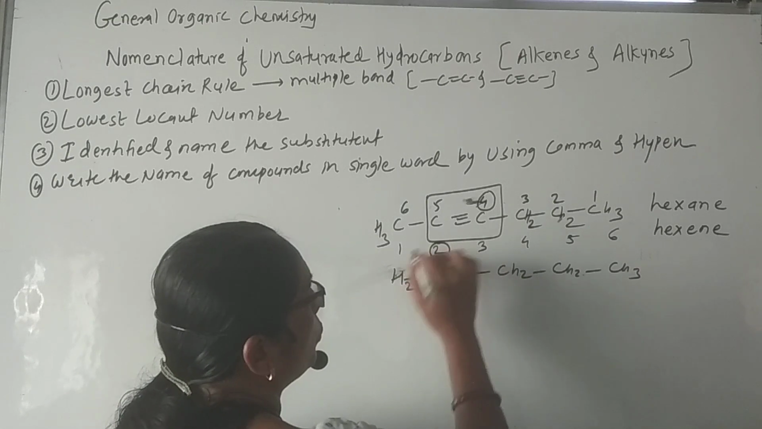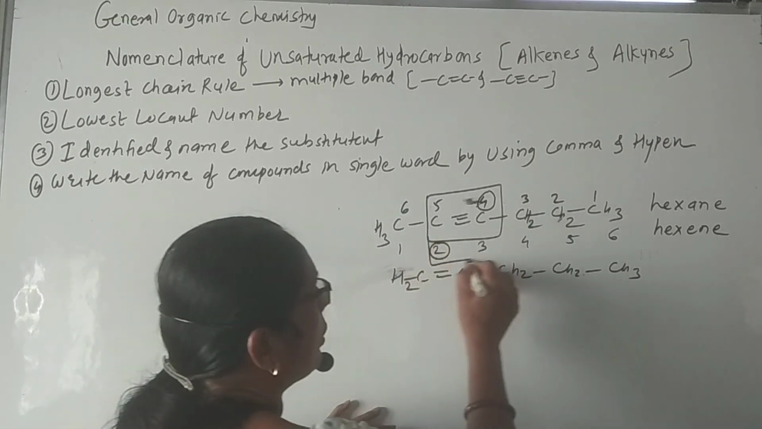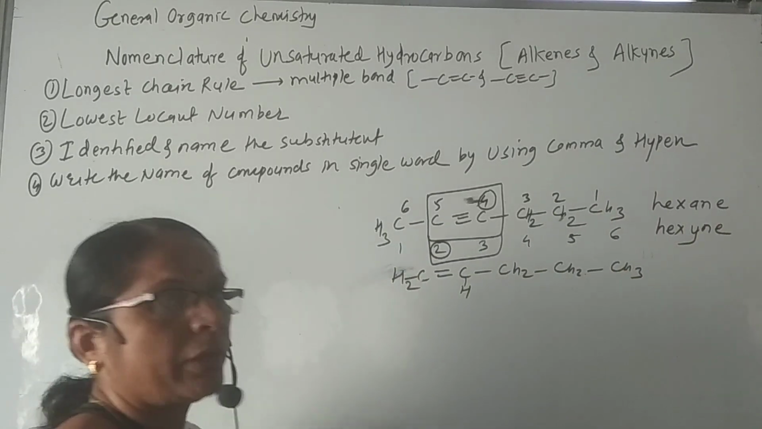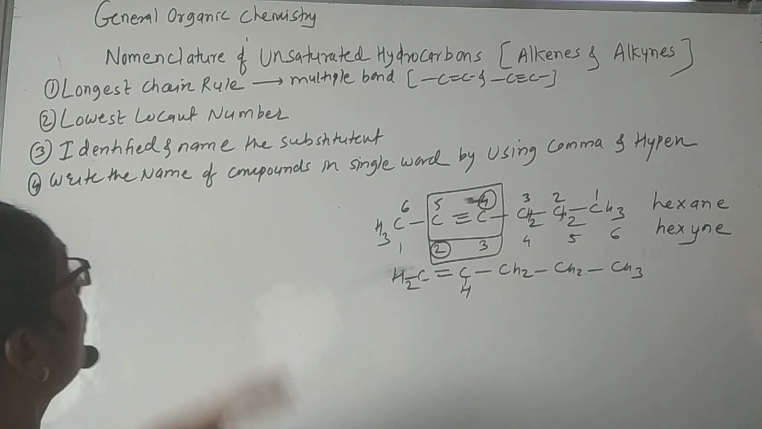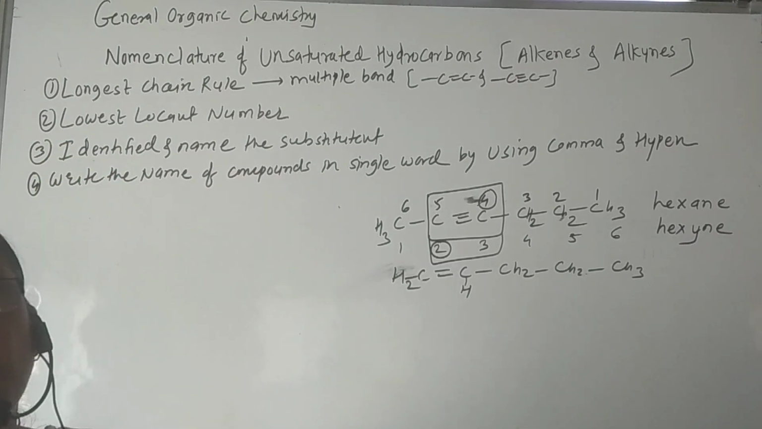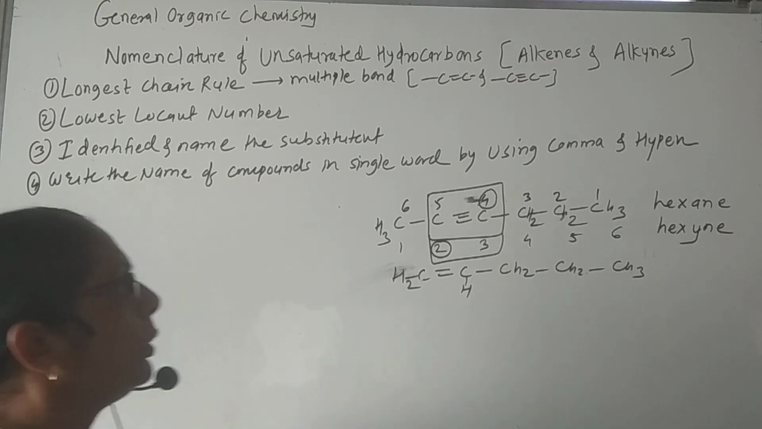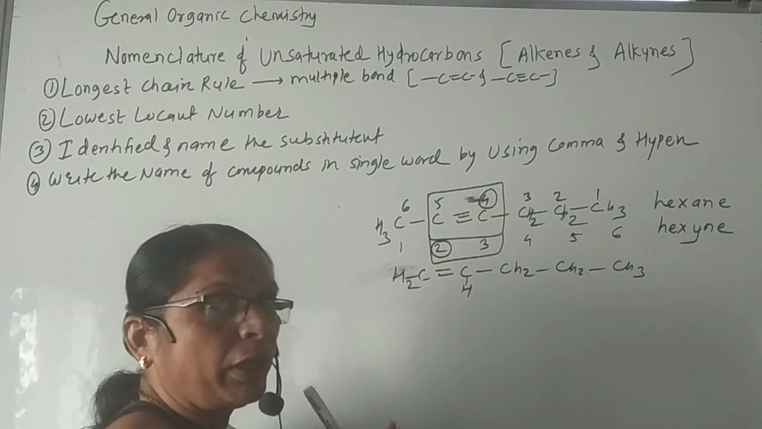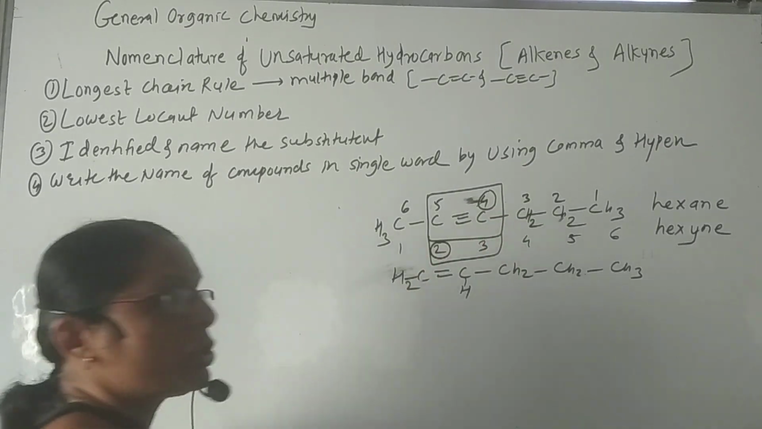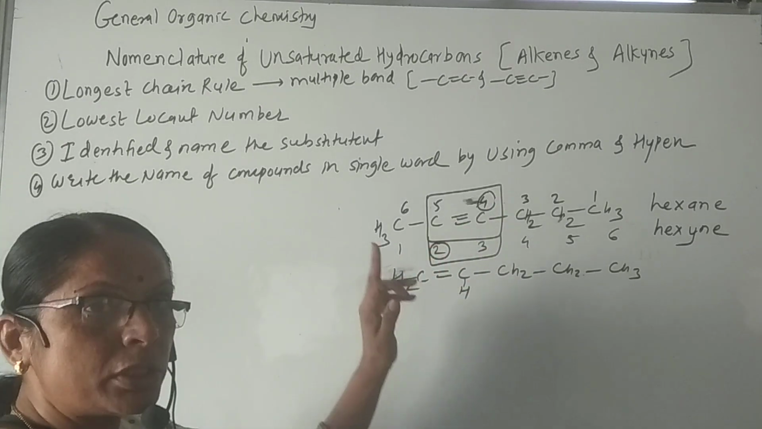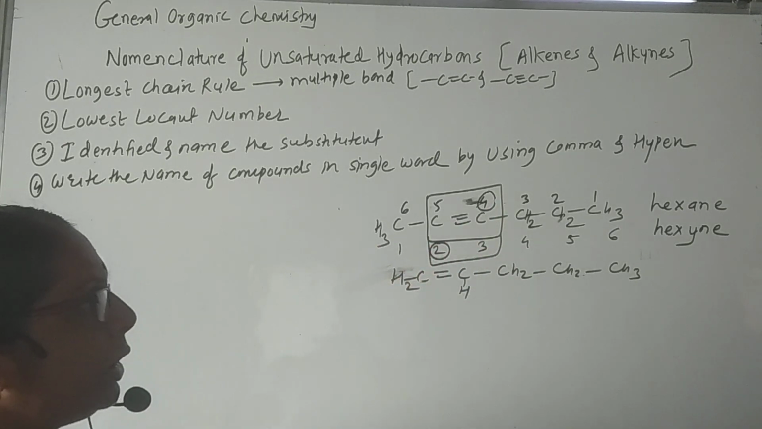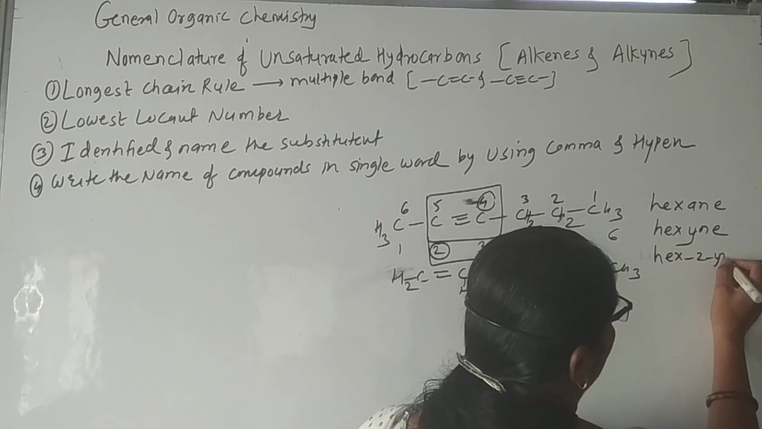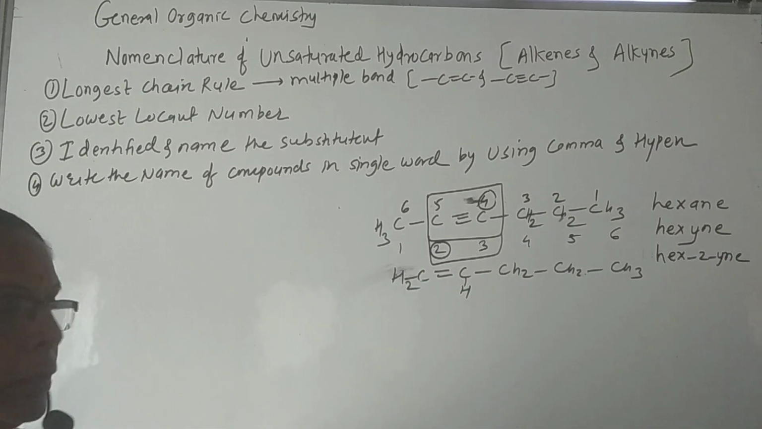What is your number? 2. 2 is the minimum number. So this triple bond will have a number 2. What is the second rule? Lowest locant rule. So according to the lowest locant rule, if it goes from this side, means from the right side, it has a number 4. But if I go from this side, it has a number 2. So which is the lowest number, 4 or 2? So 2 is the lowest number. So this number will be indicated before your parent. So it is hex-2-yne.